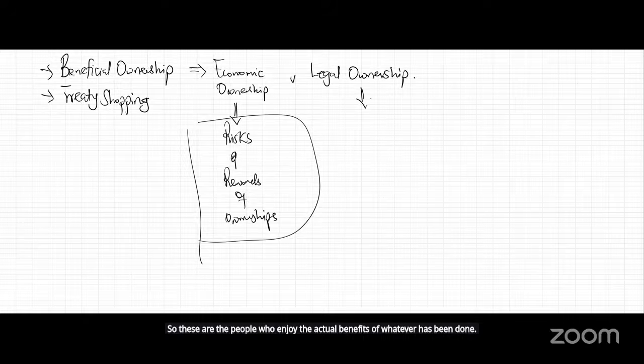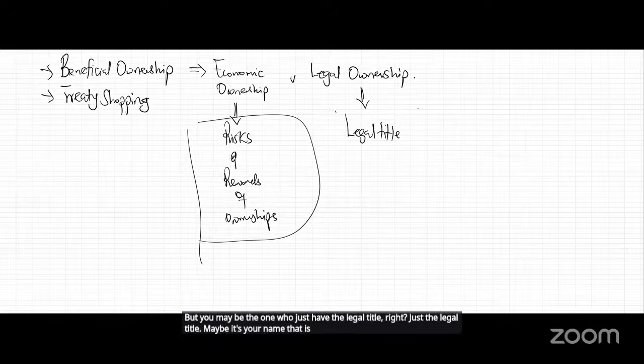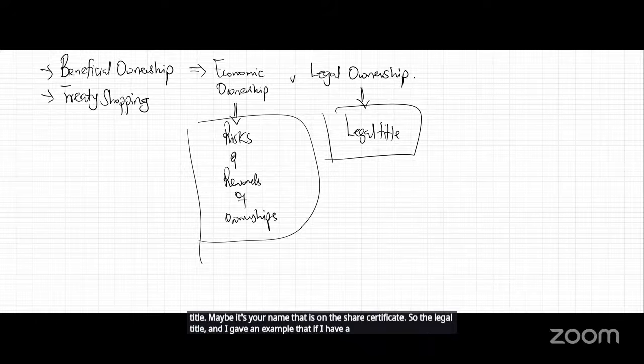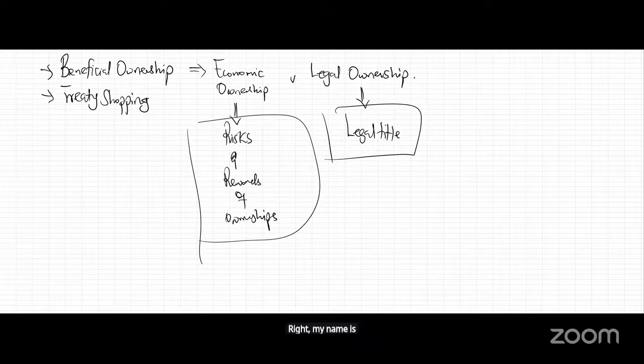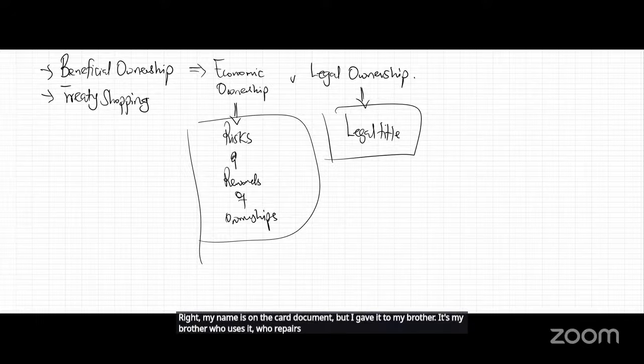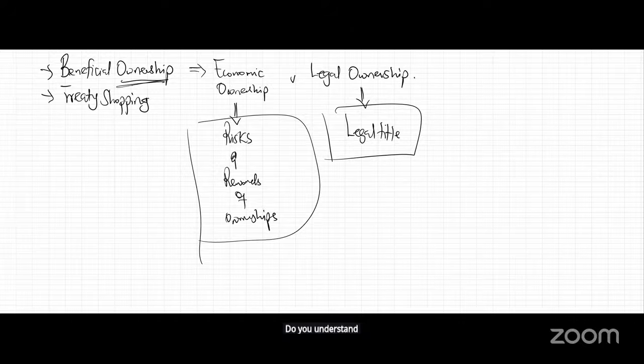But you may be the one who just has the legal title, right? Maybe it's your name that is on the share certificate. I gave an example that if I have a car, my name is on the car document, but I gave it to my brother. It's my brother who uses it, who repairs it, who is actually controlling the car, who receives economic benefits from the car. So my brother is actually the beneficial owner, not me. Do you understand? It goes with the principle of substance over form.